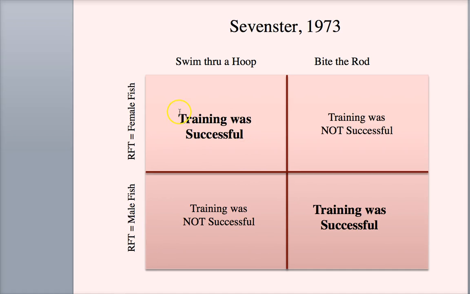So in this case, using the female fish activates the mating system, which makes hoop swimming easy. And when you're using a male fish, you initiate the territoriality and aggression system, and so biting the rod becomes very easy, but not swimming through a hoop. So these data were very consistent with a behavior systems approach.